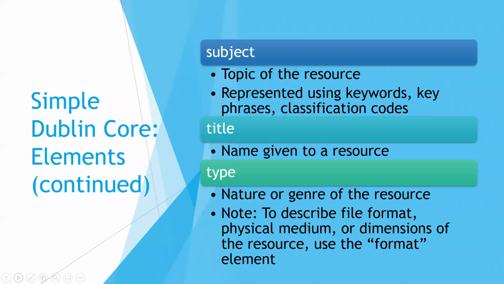Okay, so the final three elements are subject, title, and type. So the subject is the topic of the resource, represented using keywords, key phrases, or classification codes. The title is a name given to a resource, and then the type is the nature or genre of the resource. And there's also a note that to describe the file format, physical medium, or dimensions of the resource, you use the format element.